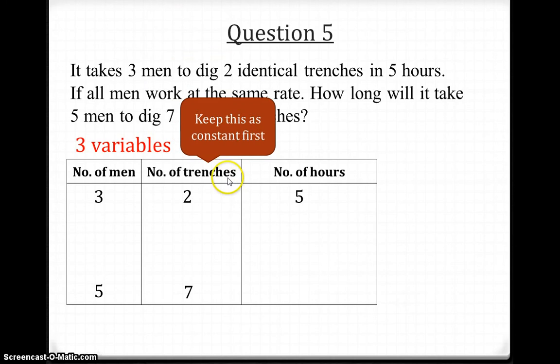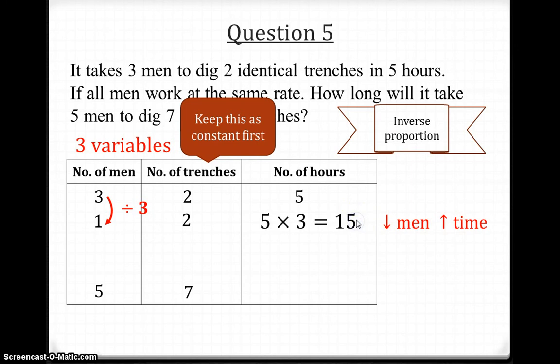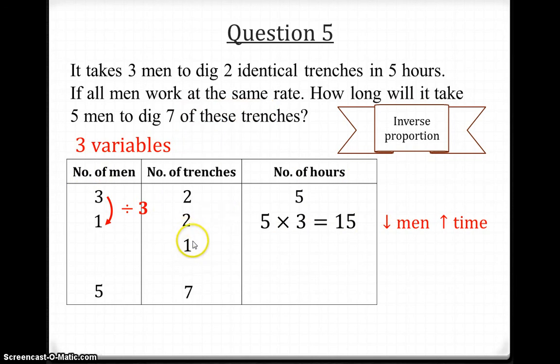So I'll keep the number of trenches as a constant, so don't touch it. We find 1 man to do 2 trenches need how many hours? For 3 to become 1, we divided by 3. Less men now, we need more time, so we multiply, yes. Then we have already found 1 man. Now we can reduce the number of trenches. We find 1 man, 1 trench. How long does he need? Here, we can divide by 2 just by normal simple maths, not inverse proportion.